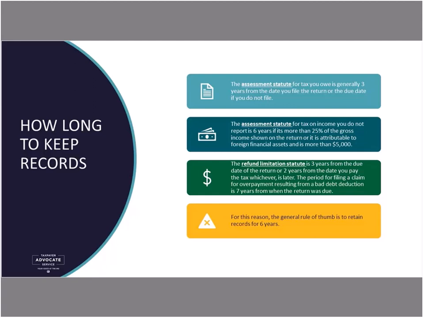The refund limitation statute is 3 years from the due date of the return or 2 years from the date you pay the tax, whichever is later. The period for filing a claim from a bad debt deduction is an exception, 7 years from when the return was due. For this reason, the general rule of thumb is to retain records for 6 years federally.